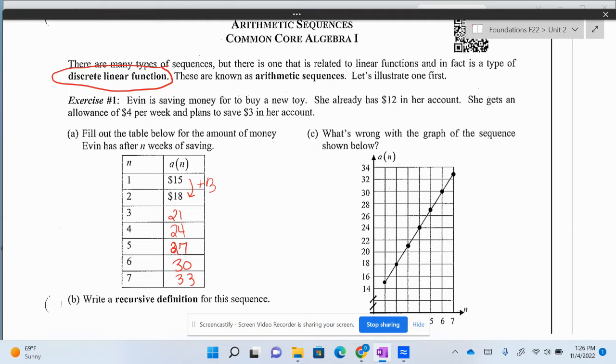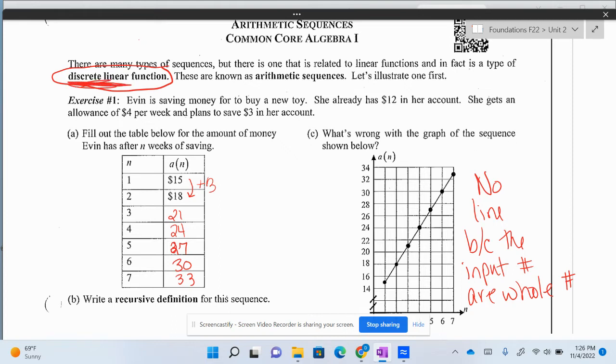All right. So question B we'll come back to. Question C says, what's wrong with the graph of the sequence? What's the matter with that graph? It has a line through it. No line. Because the input numbers are whole numbers. And it says right here that this is a discrete linear function. A discrete function. Discrete means you leave points. Leave them as ordered pairs.